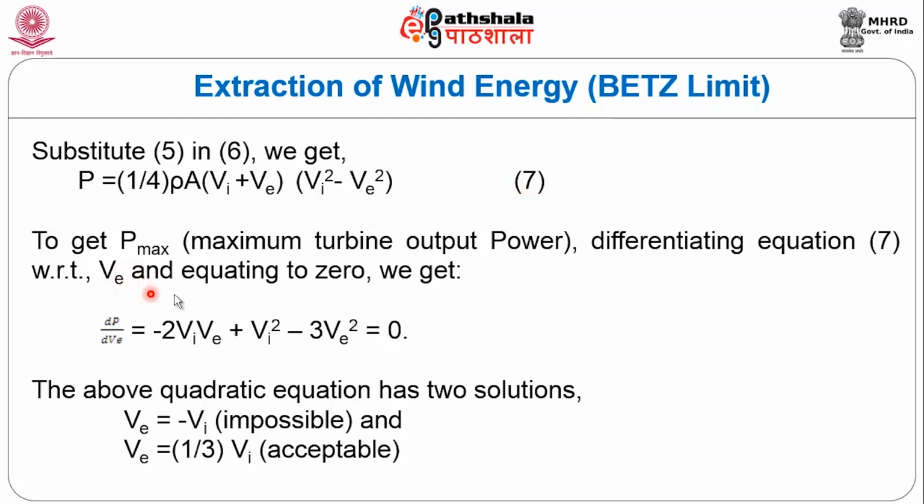And to get P max, the maximum turbine output power, we differentiate equation number 7 with respect to V suffix E and equate it to 0, then we get this equation. The above quadratic equation has two solutions: V E equal to minus V I, which is impossible, and V E equal to 1/3 of V I, which is acceptable.